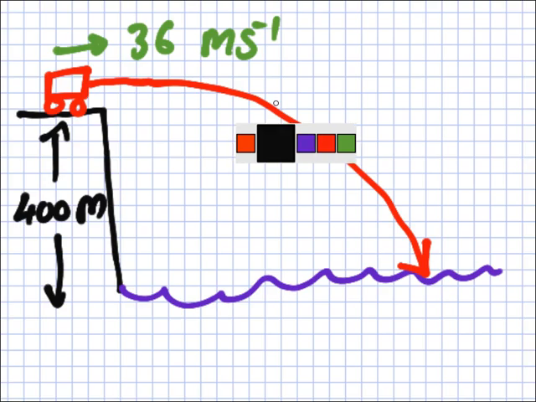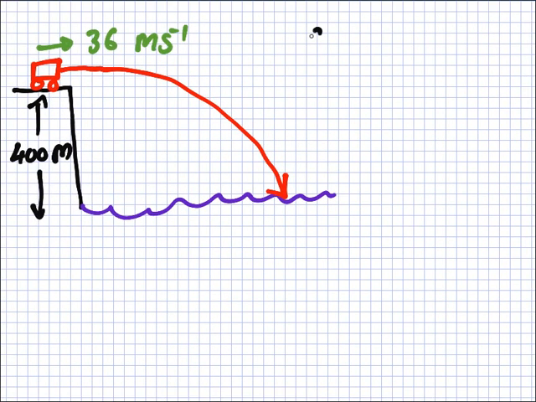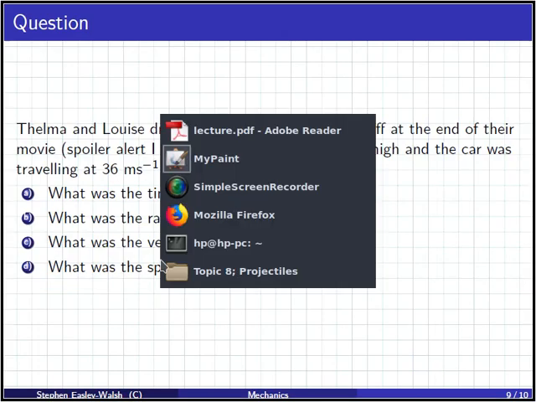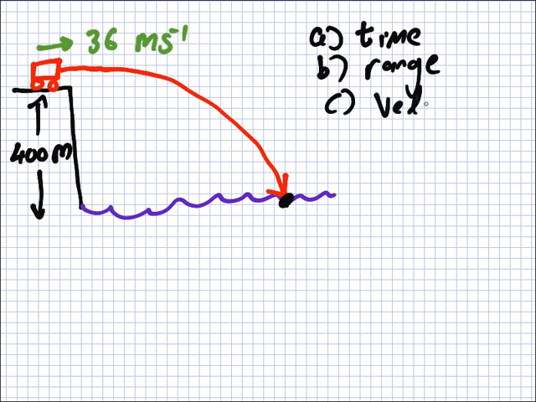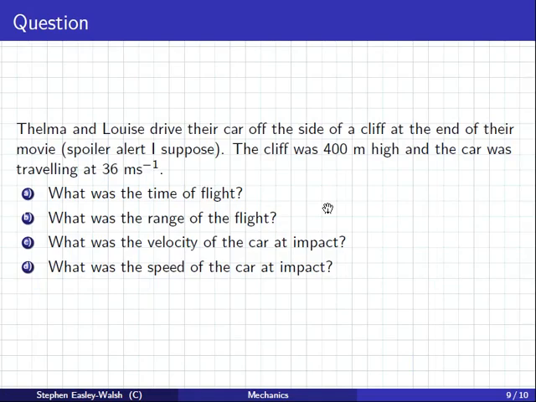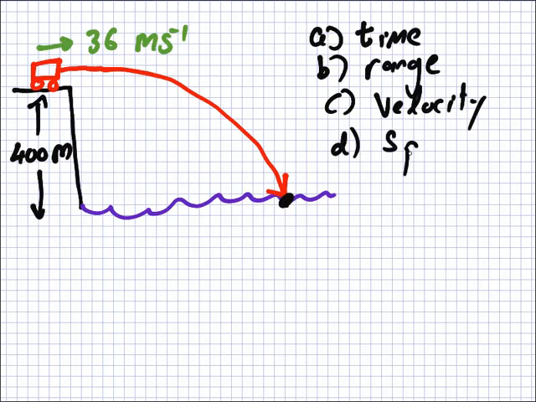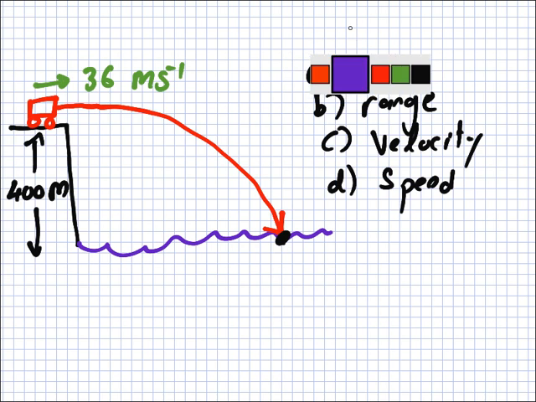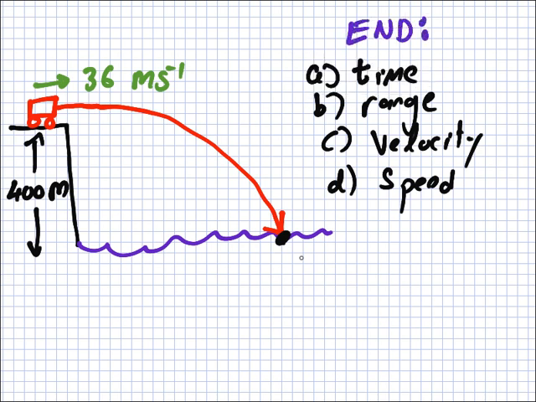And the questions I'm looking for here: A, the time, to here. B, I'm looking for the range. C, I'm looking for the velocity. These are all referring to at the end, okay? And D, I'm looking for the speed. Again, all of these are referring to the end. I want to know the time here, the range to here, the velocity at here, and the speed at here.